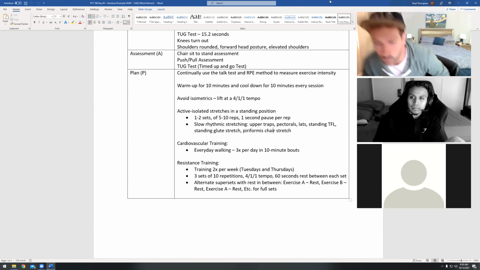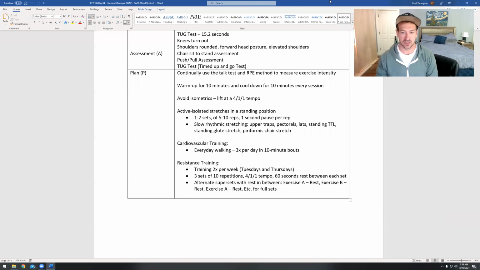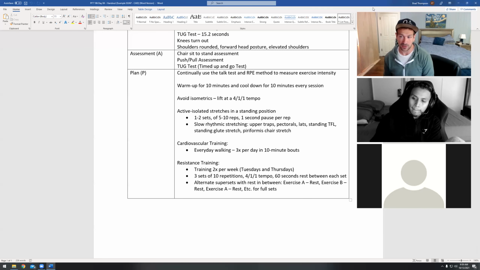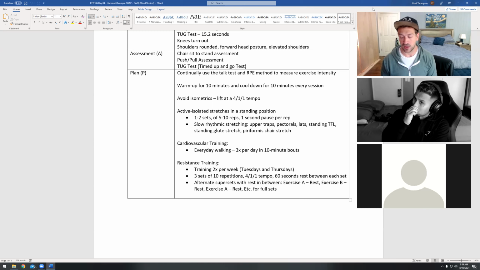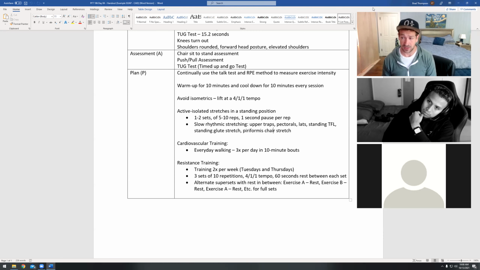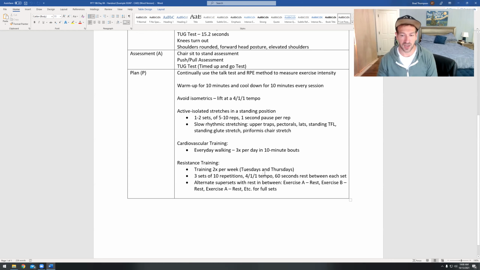Cardiovascular training, we want him walking at least 3 times a day, every day for about 10 minutes each. That way we can slowly build up his endurance and improve that walking economy. But we keep it relatively short so he doesn't get too much pain in his legs. We don't want this 70-year-old guy going out for a 30-minute walk, getting a bunch of pain in his legs, having nowhere to sit, and he can't get back home. Right. So we're just going to encourage him to take a short, brief 10-minute walk, maybe around his block and back, you know, a couple times a day.